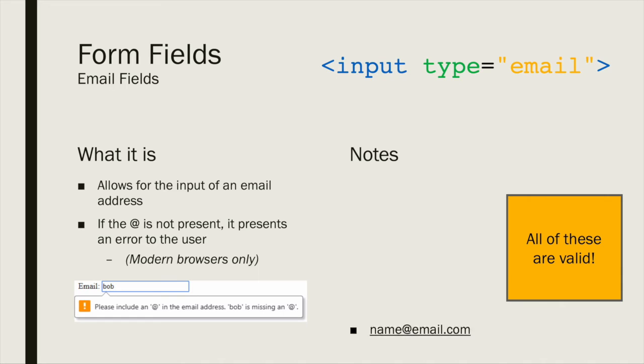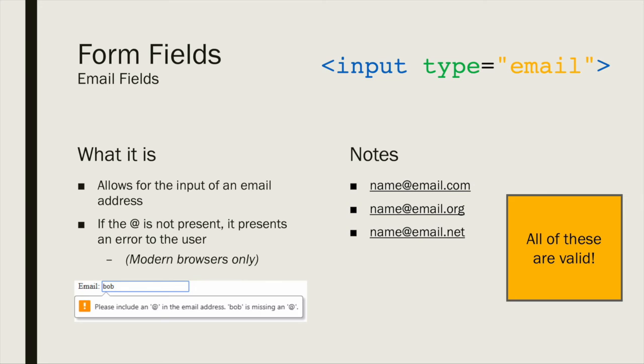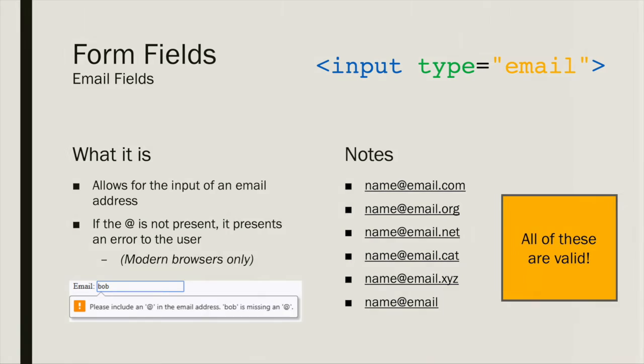So to give you a good example, name@email.com, name@email.org, name@email.net, name@email.cat, name@email.xyz, and name@email are all valid email addresses. Basically, as long as it has the @ sign, then it's going to say, hey, this is a valid email address, even though it may not exist. It is valid, and therefore the form can proceed. So all of these addresses are valid when it comes to HTML5 email input types.